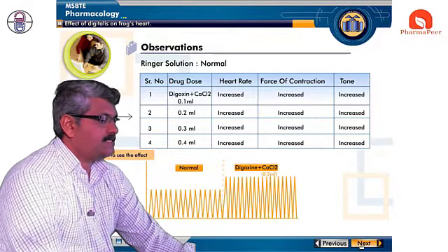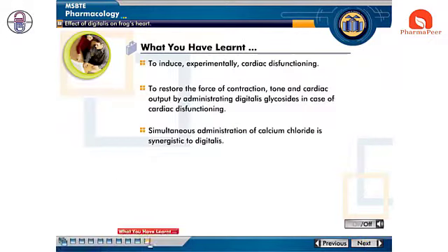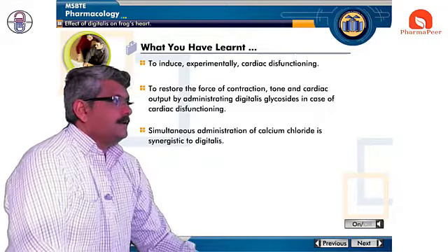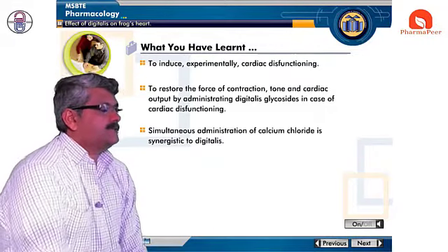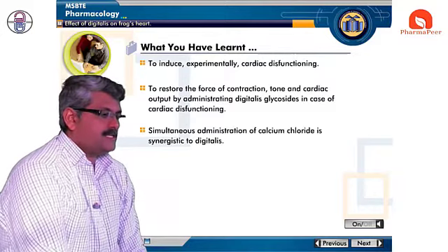So let's move to the last part. You have learnt to induce experimentally cardiac dysfunctioning, and to restore the force of contraction, tone, and cardiac output by administering digitalis glycosides in case of cardiac dysfunctioning. Simultaneous administration of calcium chloride is synergistic to digitalis. So this is the conclusion that we have learned from this experiment.